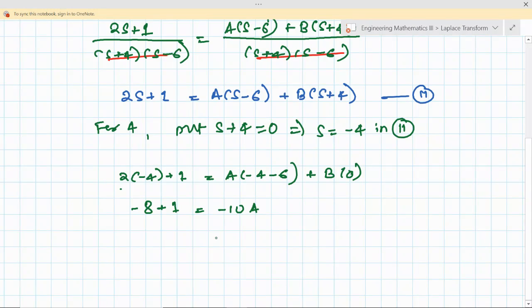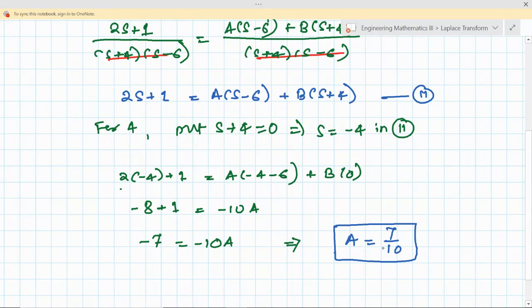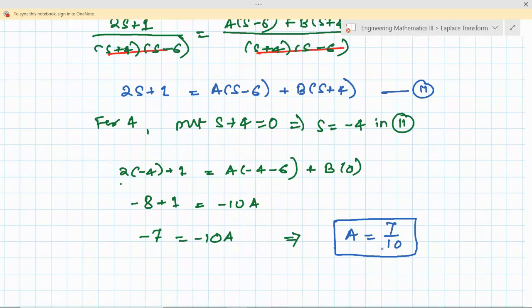After this, s is nothing but −4, so this is −7. Simply, this is equal to −10a. And from this, a is 7 by 10. Check it. Simply, minus minus gets cancelled, so a is equal to 7 by 10. Now we have a.